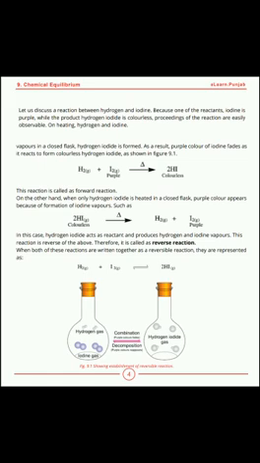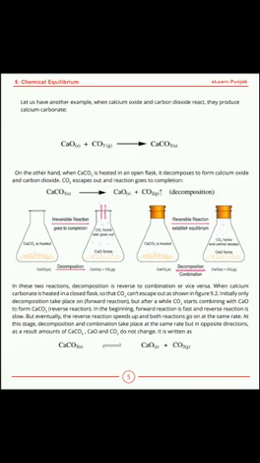In the forward reaction, hydrogen and iodine combine to form hydrogen iodide, and in the reverse reaction, hydrogen iodide decomposes into hydrogen and iodine. In a reversible reaction, combination and decomposition processes take place. They are represented by a double arrowhead: H2 plus I2 reversible reaction to 2HI. Now come to the second example.